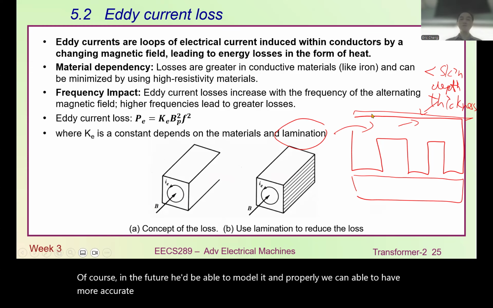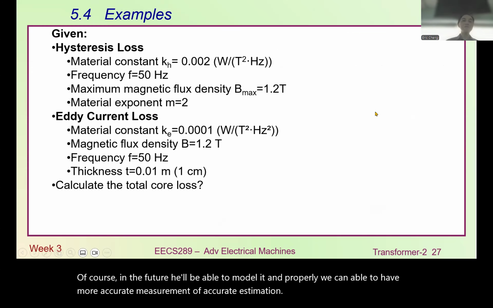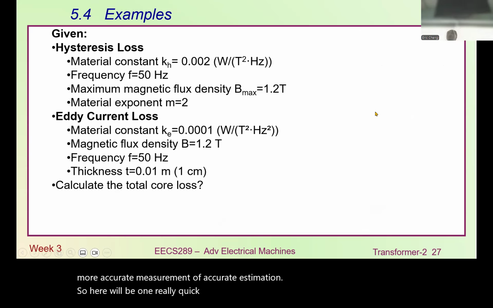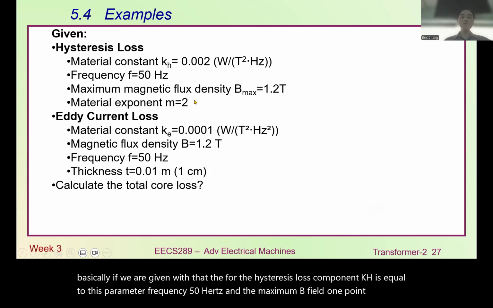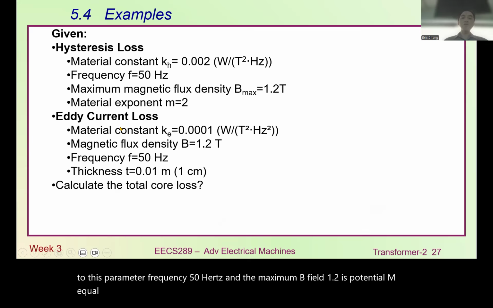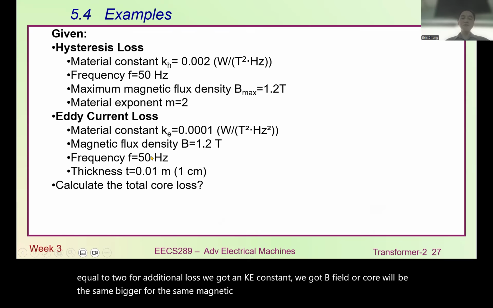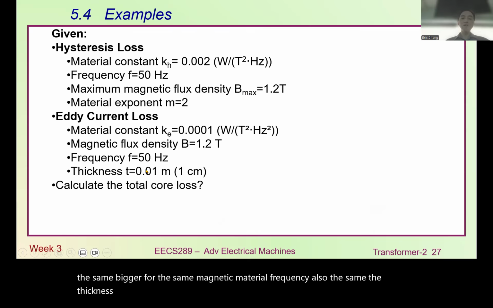So here is one really quick example to show us how to use the loss calculation. Basically, we are given, for the hysteresis loss component, KH equal to this parameter, frequency 50 Hertz, maximum B field 1.2, and the exponent m equal to 2. For the eddy current loss, we have another constant KE. The B field is of course the same, because it is the same magnetic material, and the frequency is also the same. The thickness of the lamination is 0.01.